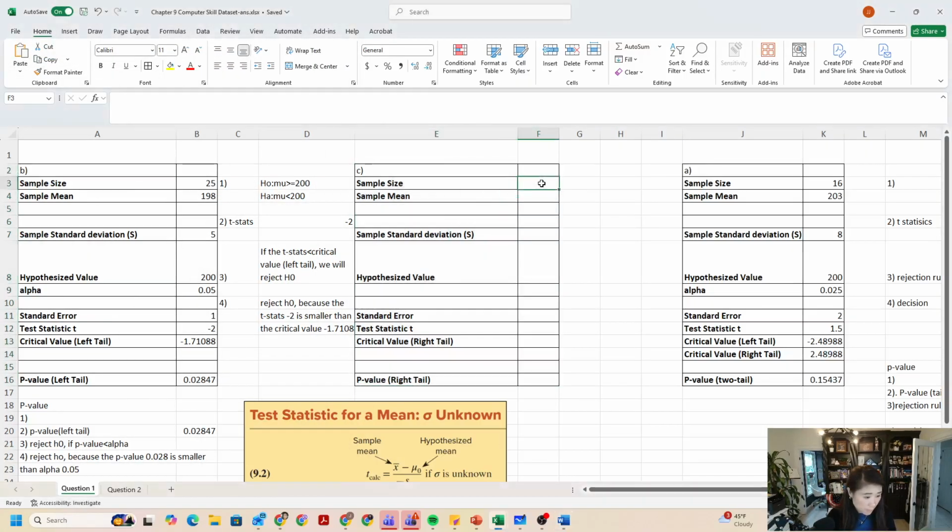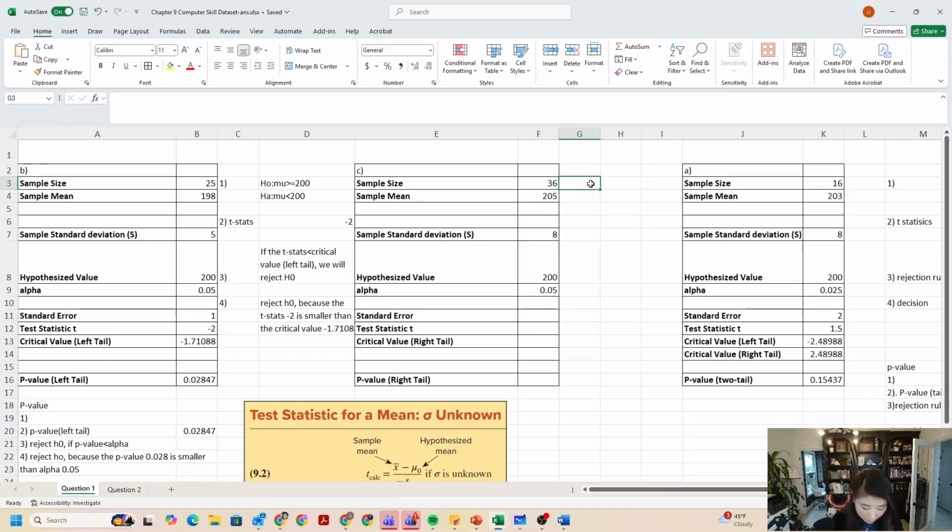Okay, the sample size here is 36, and the sample mean is 205. The sample standard deviation is 8, and my hypothetical value is still going to be 200. My alpha for this case is still going to be 0.05, and then we're going to do the calculation for the rest. So we're going to fill in all the information given from the question. Now let's do the calculation.